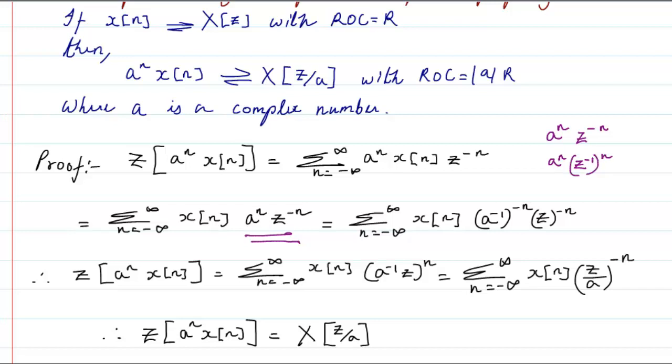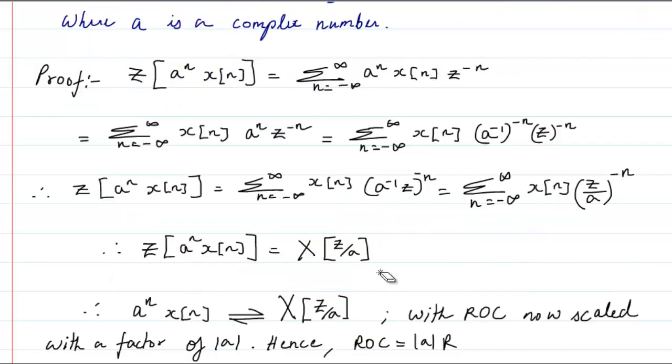Now both of them have a power of n, so I can take both a and z inverse together and write them as totally the power of n. And that is how we have got from here to this, where instead of taking a raised to power n, what we have done is, in this particular case, we have taken a raised to power.